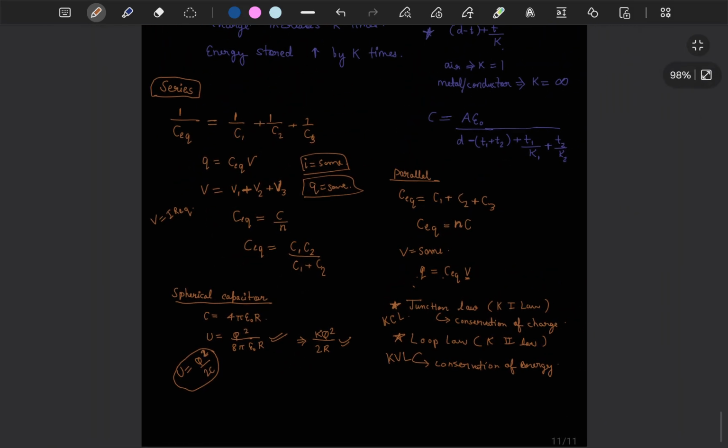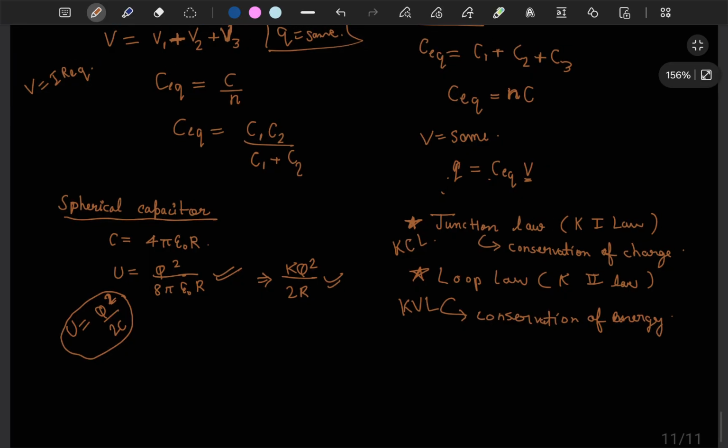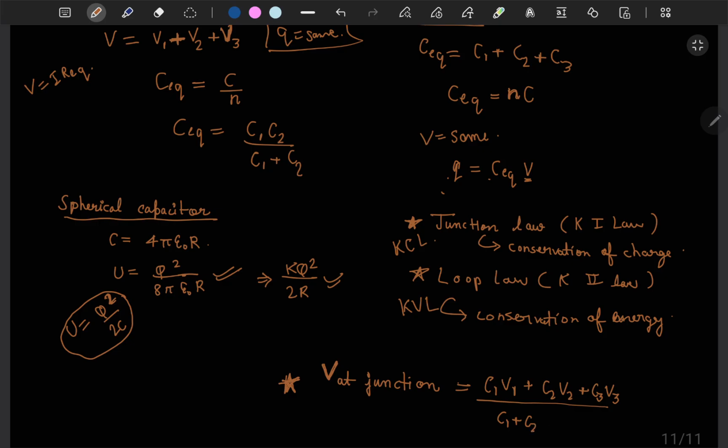Moving ahead, junction potential. So potential at the junction is a very commonly asked question in our paper. It is C1 V1 plus C2 V2 plus C3 V3 upon C1 plus C2 plus C3. So basically potential at junction is equal to the summation of charges at the junction upon the summation of capacitances.